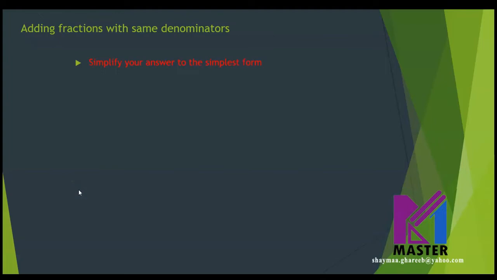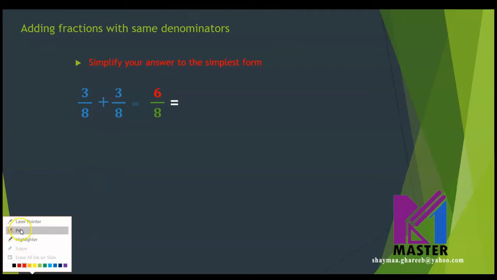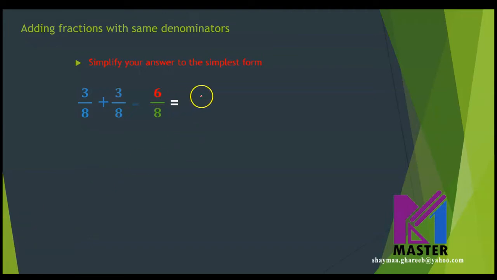Now let's see some examples, but in these examples we need to simplify our answer. For example, if I have 3 eighths plus 3 eighths, then the answer will be 6 eighths. Is this the simplest form? Can I simplify it more? Yes, of course. So I need to write the simplest form. So when I divide up and down by 2, I will get 6 divided by 2 equals 3, and 8 divided by 2 equals 4. Then the answer will be 3 quarters. So 3 eighths plus 3 eighths, answer is 3 quarters.